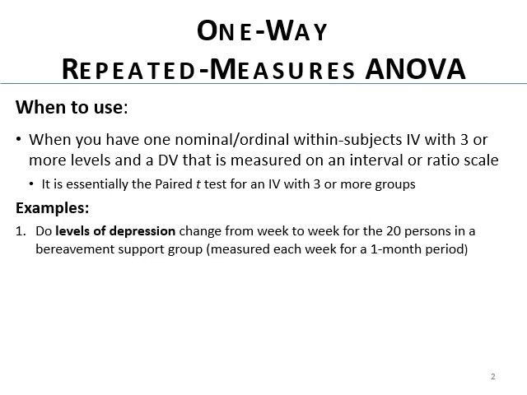So some examples. Do levels of depression change from week to week for 20 persons in a bereavement support group? So you measure them each week for a 1-month period. That'd be 4 total measurements. The same people over time, so it's a within design, and you're just looking at changes over time, which is your IV.